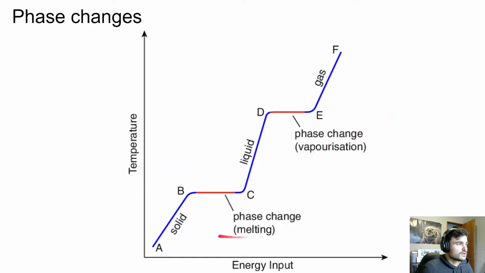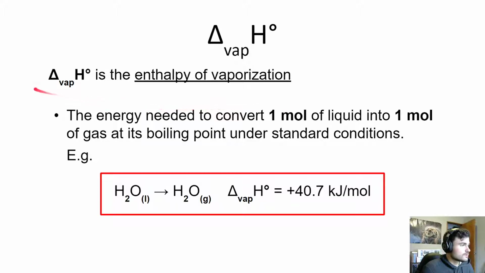So what we just saw was the ΔH of fusion, and this is going from a solid to a liquid. So this is this phase change here. The next phase change we're going to look at is this one, vaporization, going from a liquid to a gas. So ΔH of vaporization is the enthalpy of vaporization.